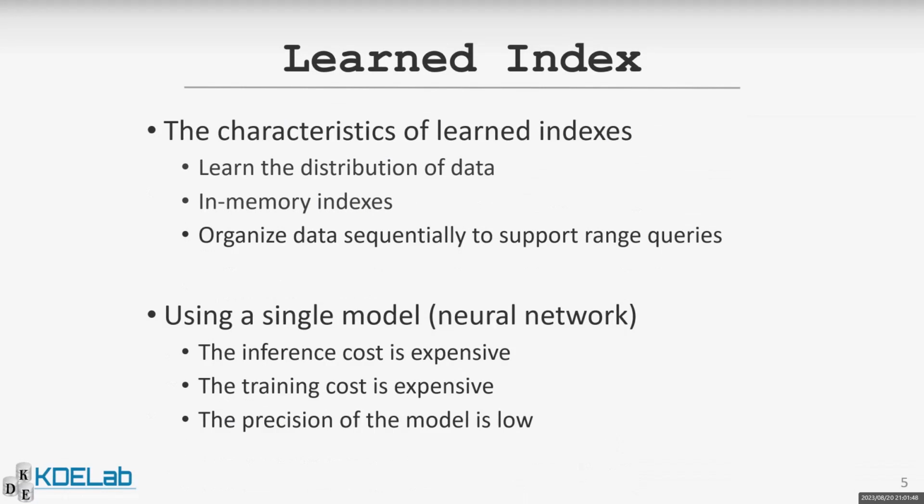Generally, a learned index is an in-memory index. It organizes data sequentially. Range queries are supported. An initial attempt was to use a neural network as an index. However, the performance was not good. The main reason is that the calling overhead of the neural network is high. The training is expensive and it is impossible to achieve high prediction accuracy with a single model.